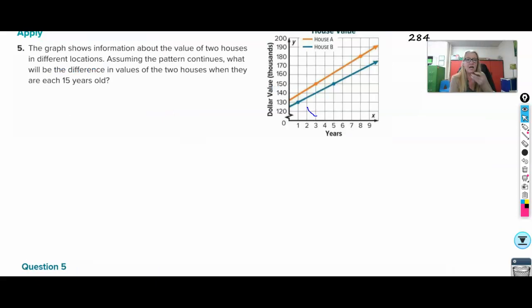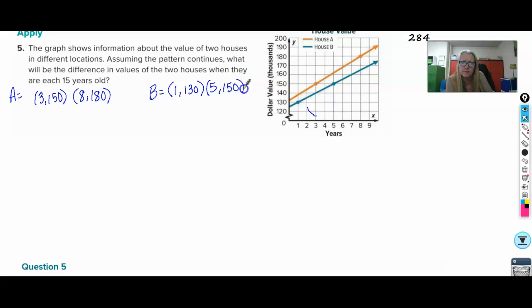All right. Well, we have these 2 graphs, and house A is this tan one. What is this point? This point is 3, 150. And this point is 8, 180. Okay, so this is for house A. For house B, we're going to use the blue line. We have 1, 130. And we have 5, 150.